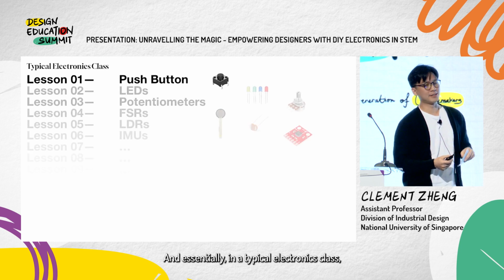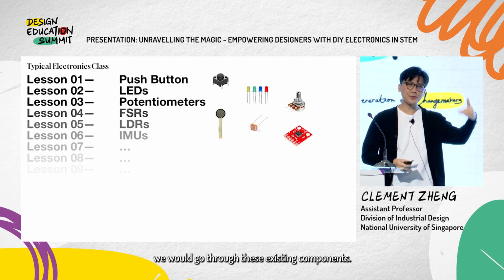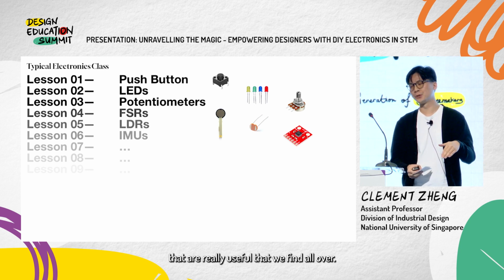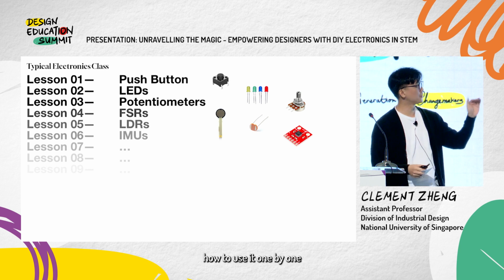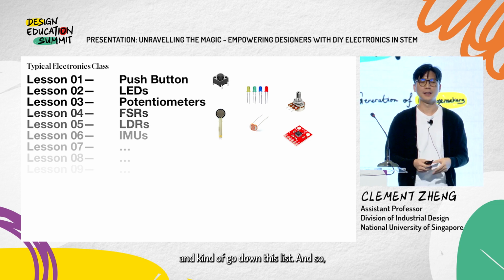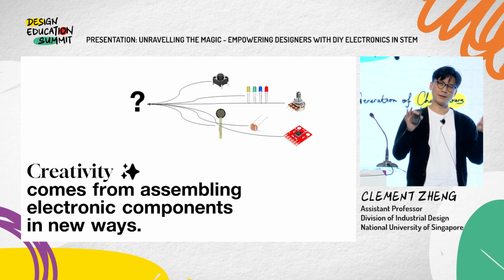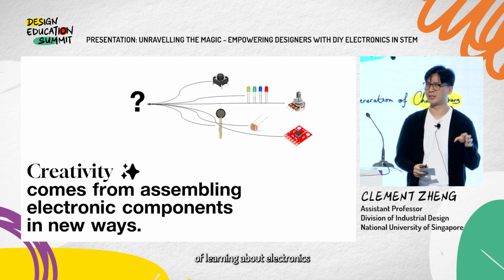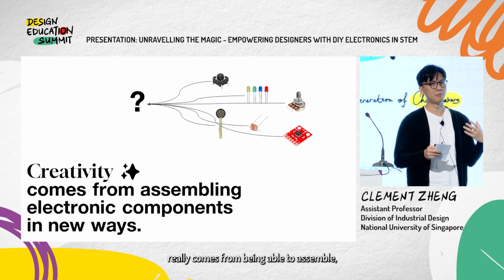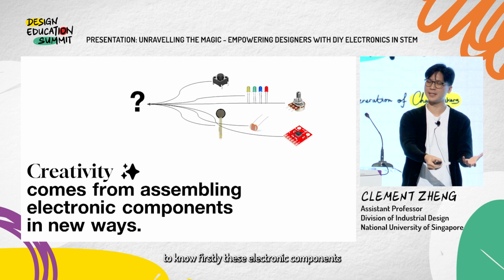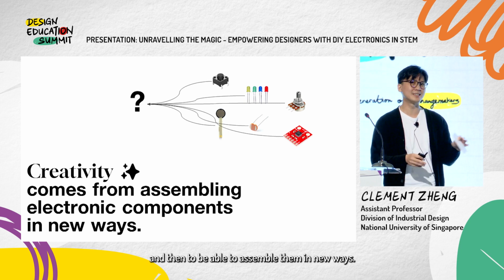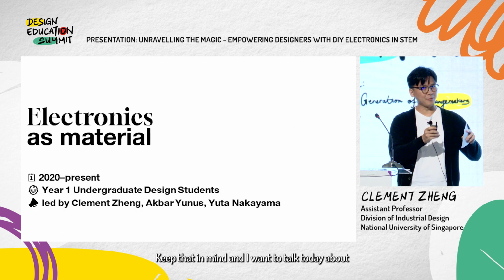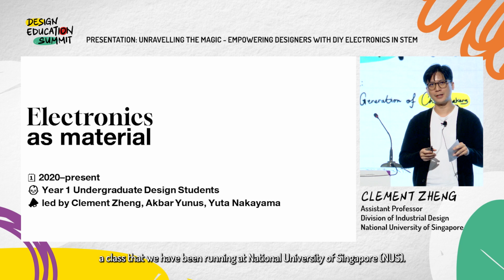In a typical electronics class, we would go through these existing components, present-day components that are really useful, that we find all over, and then teach students how to use them one by one and go down this list. For a moment, if I make this leap, creativity in this paradigm of learning about electronics really comes from being able to know, firstly, these electronic components, and then to be able to assemble them in new ways.